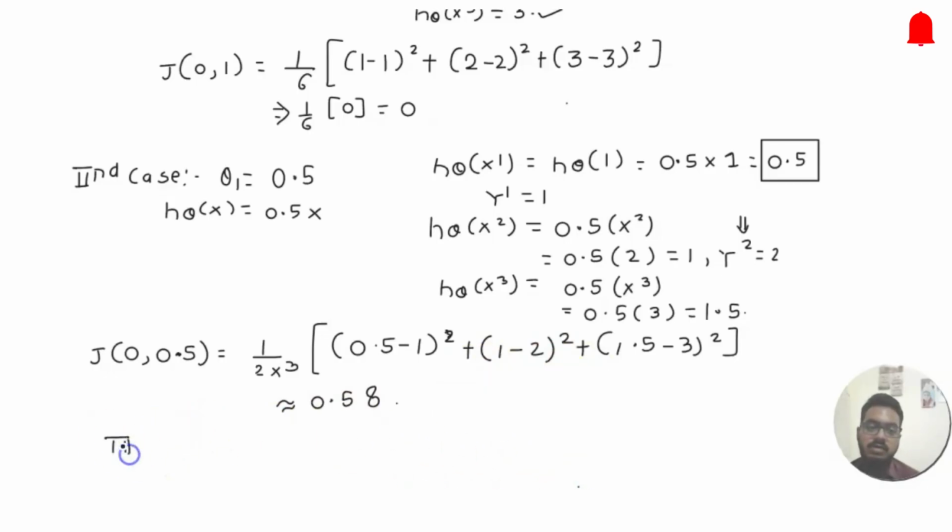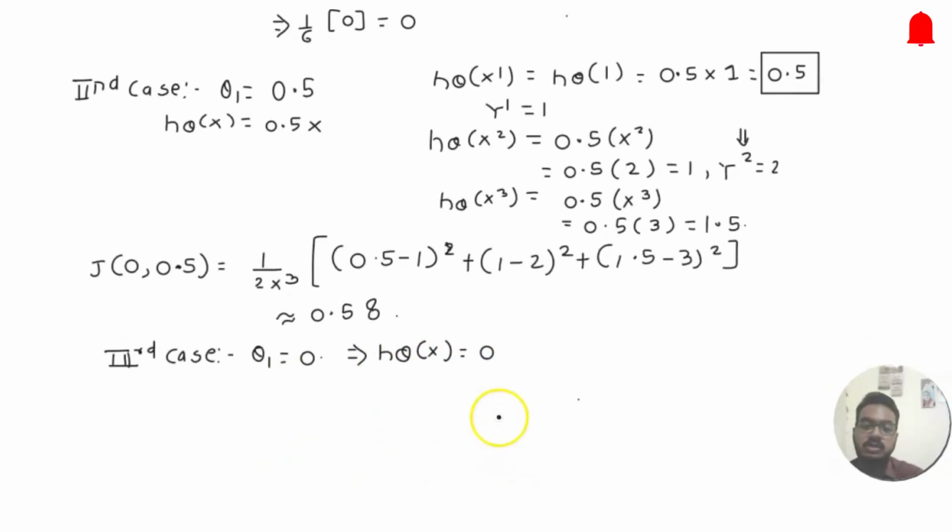Let us take one more case. What if we take the value of theta 1 as 0? In that case, theta 0 is already 0, and theta 1 will be 0 as well. So h theta of x is going to be 0 only.